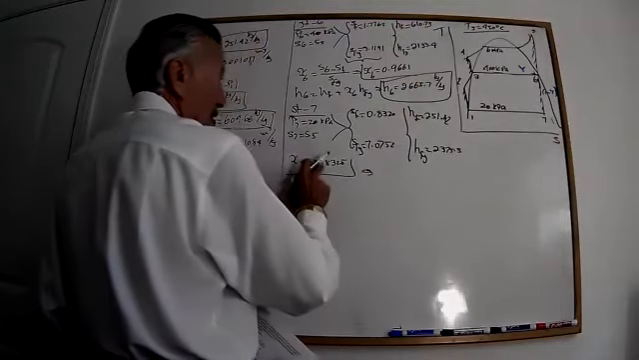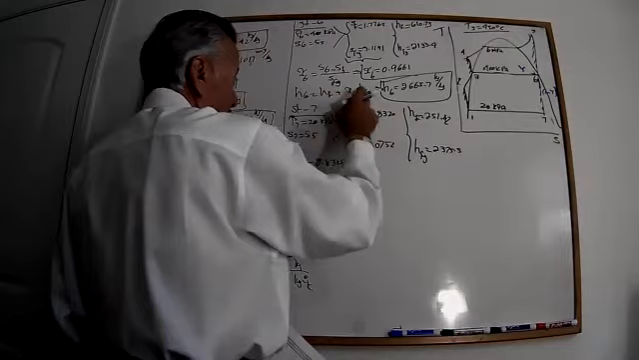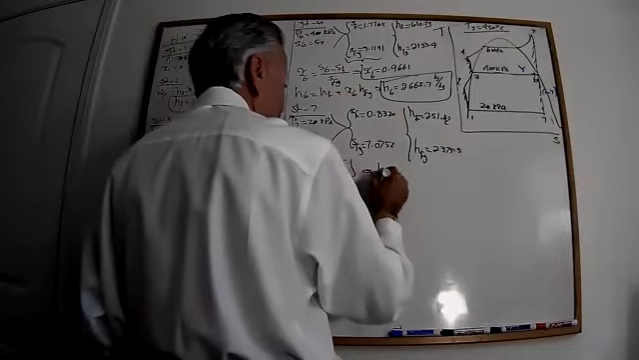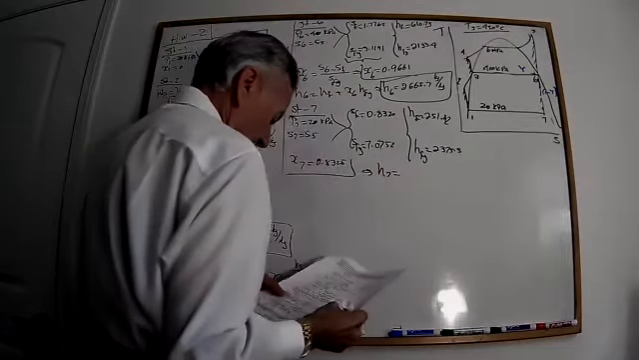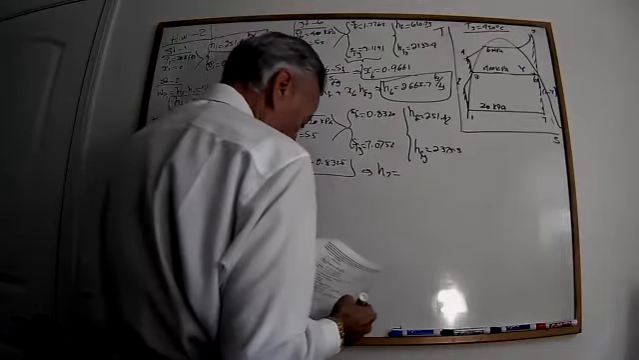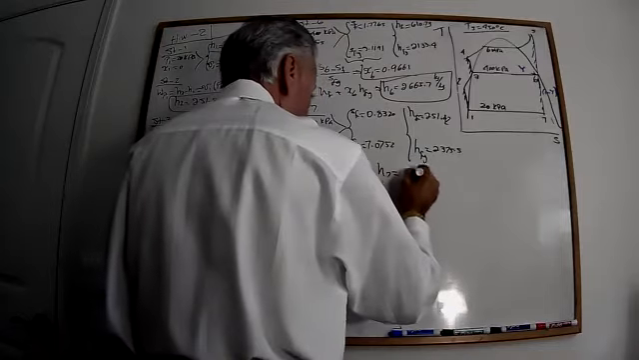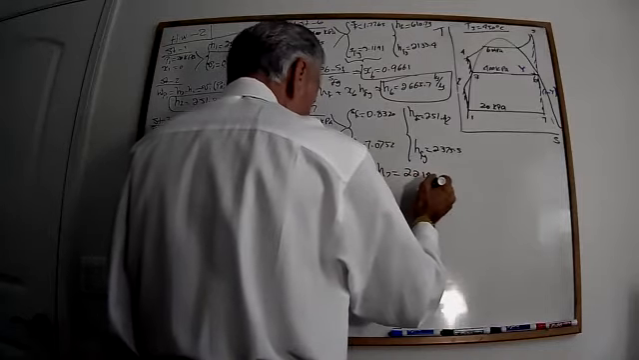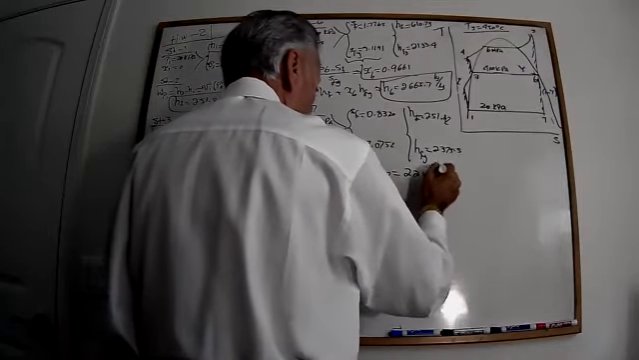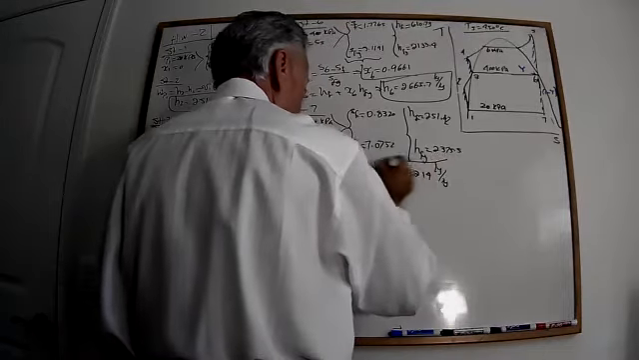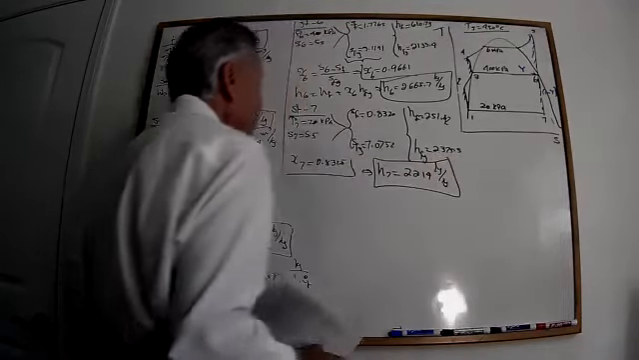Now, putting X7 in the same equation that we have here, we will find the value of H7 to be 2214 kilojoule per kilogram. That's our final H value.